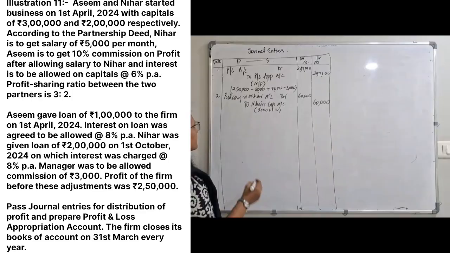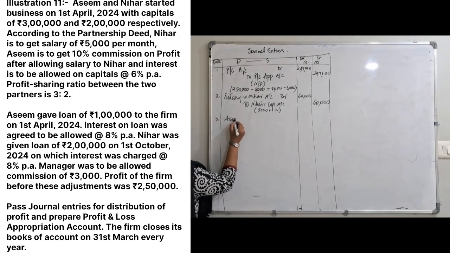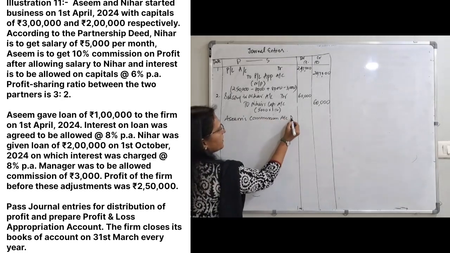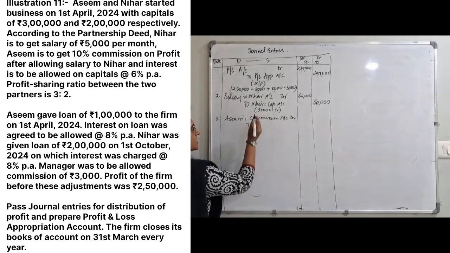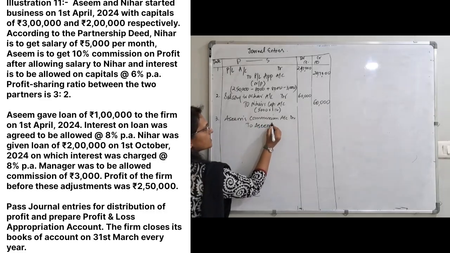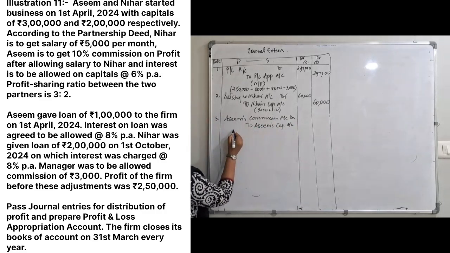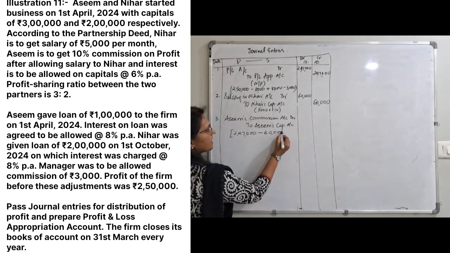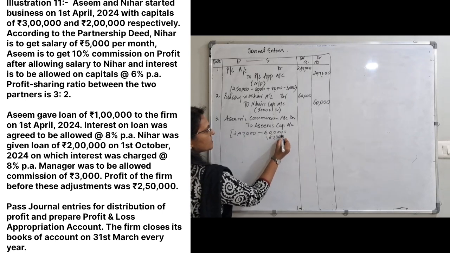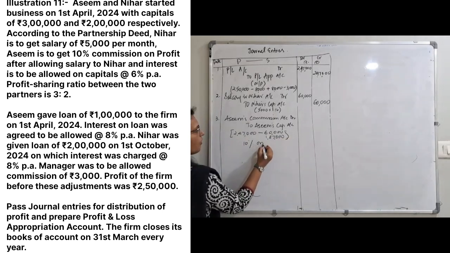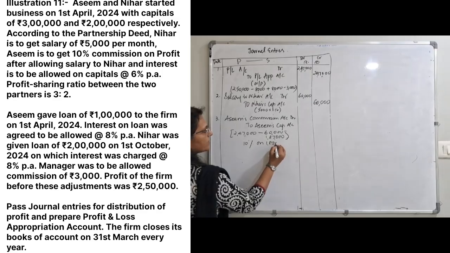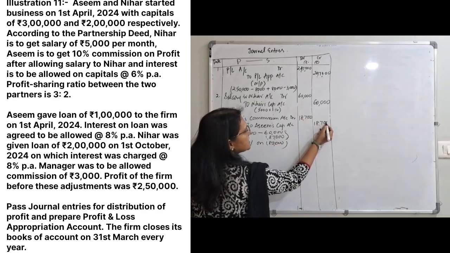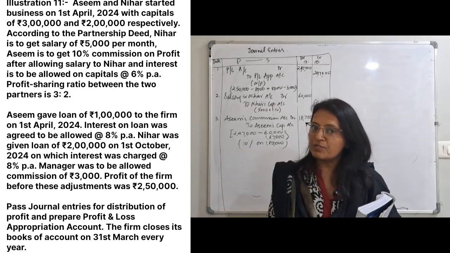Now we will give Asim's. Third one is Asim's commission. Asim's commission account debit. First I will write the journal entry. Asim's capital account will increase, that is why we credit Asim's capital account. Out of 2,47,000, you gave 60,000. Now remaining is 1,87,000. So this is 10% commission on 1,87,000, which comes to 18,700. This is the commission Asim will be getting. Salary diya, commission diya, charge kiya.